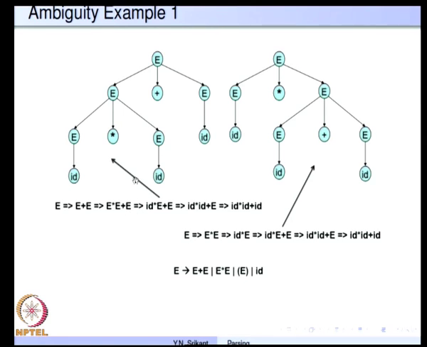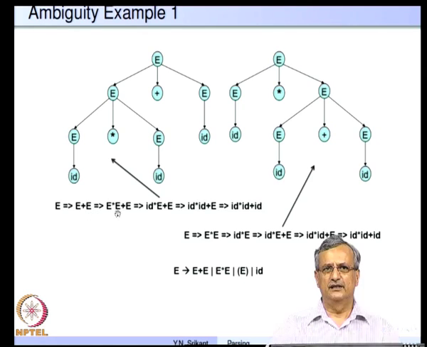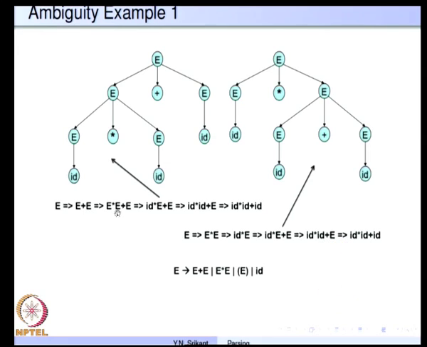So let us see what happens in the parse tree representation. Let us assume that the structure at the highest level is E plus E. In other words, we first do the star and then we do the plus. So we have E to E plus E, which is the first step in the derivation. Expand the left E, so it becomes E star E plus E, and these yield IDs. So this is one parse tree.